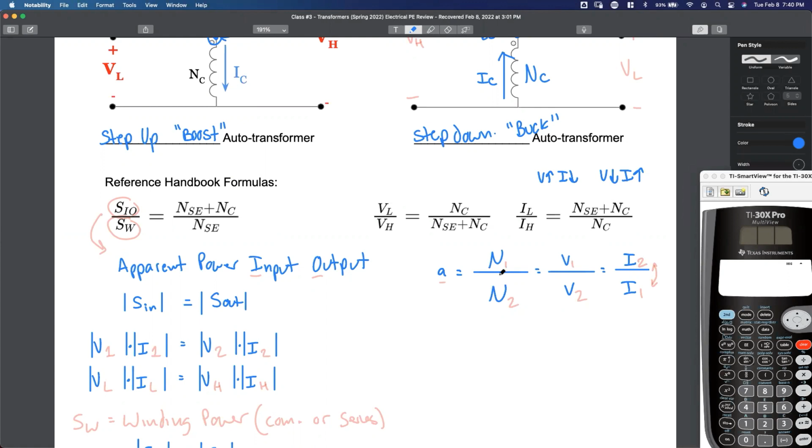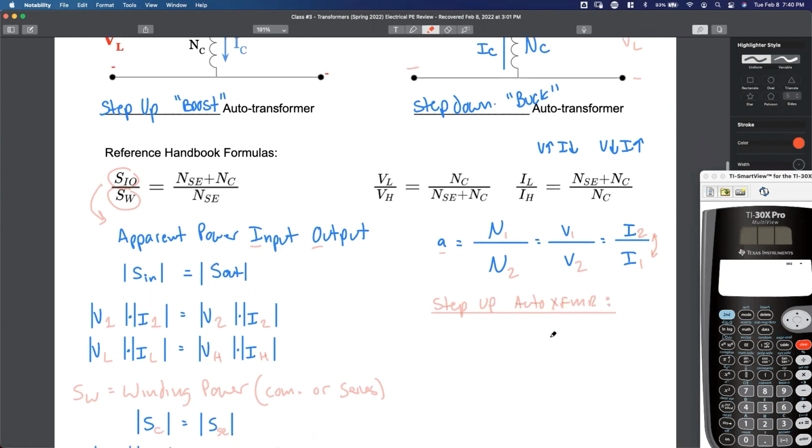Let's fill in these subscripts for a step-up auto transformer first. Essentially what we're doing is we're deriving a cheat sheet that'll let you solve any auto transformer problem on the PE exam. And you've got some good homework for this class on auto transformers as well. All right, let's see if we can derive these relationships up here for step up.